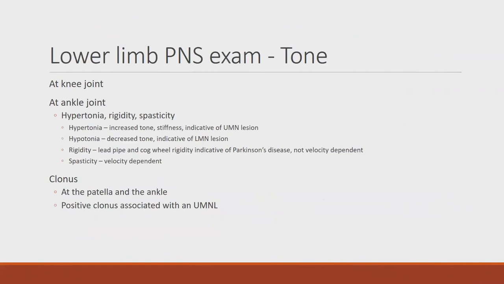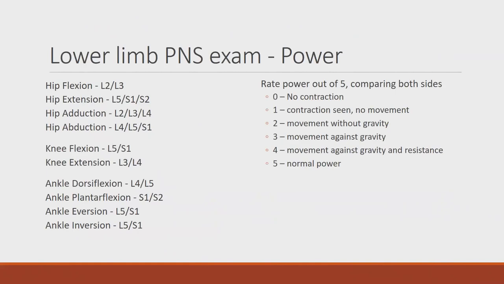Rigidity is very specific for Parkinson's disease, and then spasticity as well is kind of similar. And then clonus, we've already talked about it. And then power. So power you grade on a scale of 0 to 5, where 0 is nothing and 5 is normal. You can remember the ones in the middle if you really want to. But for OSCEs this year, I would definitely have 5 out of 5 power. And then you can remember the myotomes if you want. Don't really recommend it.